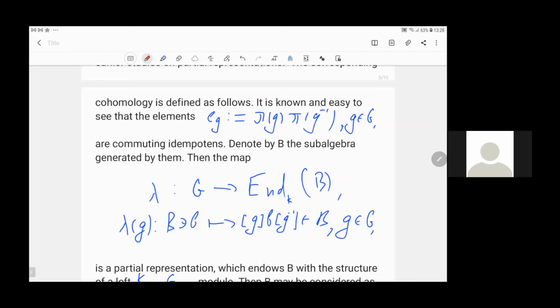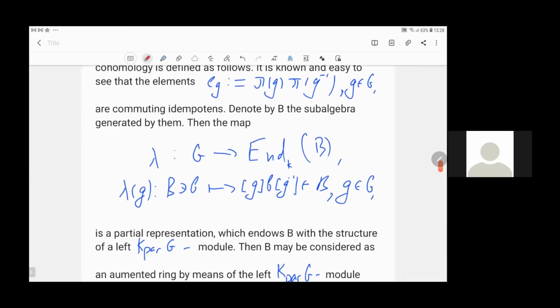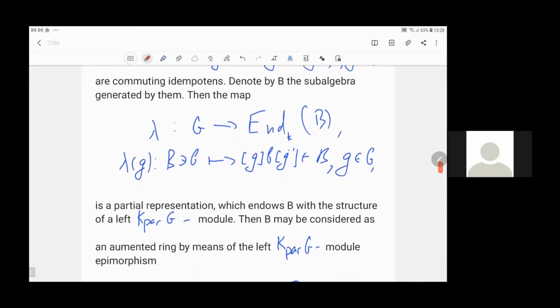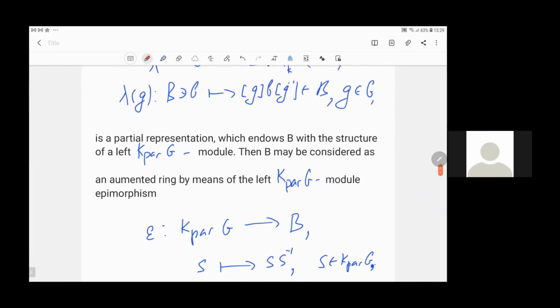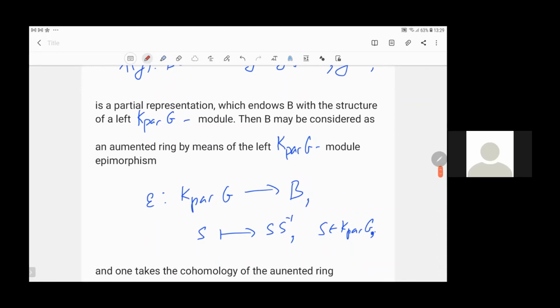Then it can be shown that it's a partial representation, transforming B into a left module over the partial group algebra. Then we consider an augmentation map epsilon, which is an epimorphism of left modules over the partial group algebra, defined this way. So any element s of the partial group algebra is mapped to s times s inverse.